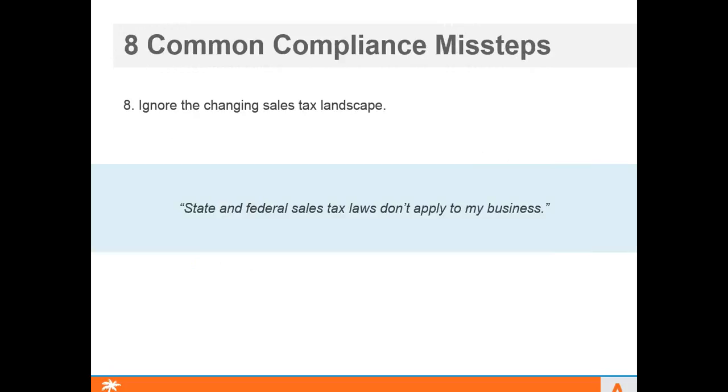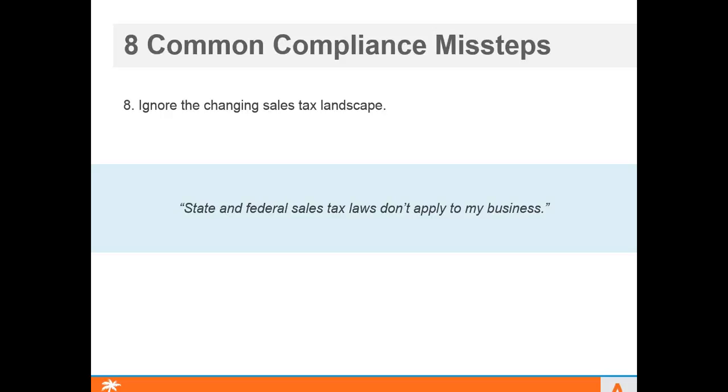And now to number 8, we have ignoring the changing sales tax landscape. A common phrase could be, state and federal tax laws don't apply to my business. But as we talked about earlier, state governments are cash starved and tax auditors are being hired all the time, so companies are granted little latitude on sales and tax calculations and remittance and compliance.